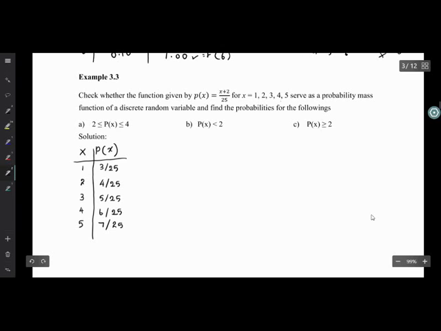You can see that all these probabilities are less than 1 and greater than 0. So they are correct probability values. Not exceeding 1, not negative values. And then if you add these Px's together, what will happen? 4 plus 3 is 7, plus 5 is 12. 12 plus 6, 18. 18 plus 7, 25. So you get 25 over 25, which is 1. So both conditions are satisfied. Therefore, this is a valid PMF.